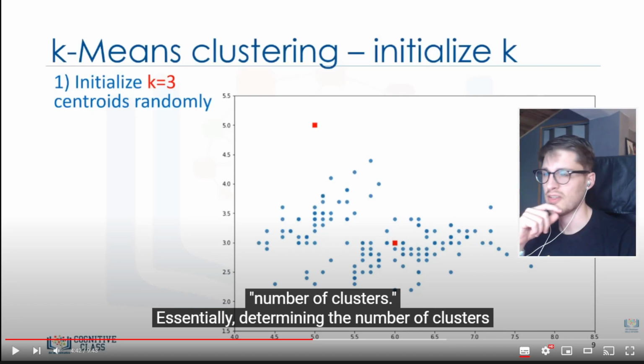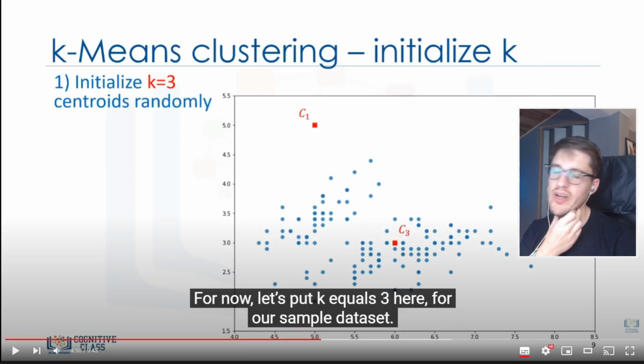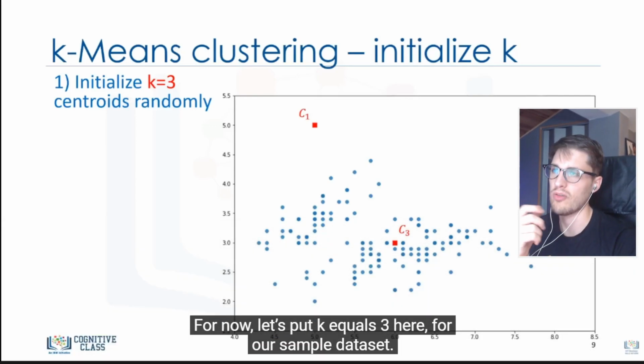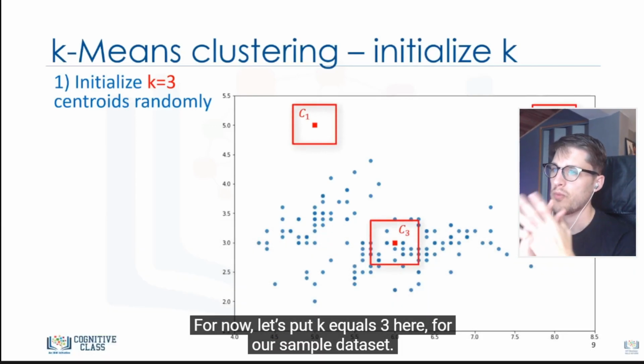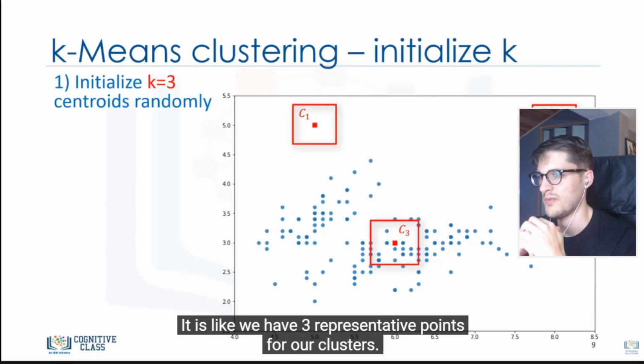Choosing k in a dataset is a hard problem in k-means that we will discuss later. Vale, y que el problema más grande del algoritmo es definir cuántos grupos vamos a tener, o sea, definir la K, pero que lo veremos más adelante. Let's put k equals 3 here for our sample dataset. It is like we have 3 representative points for our clusters.